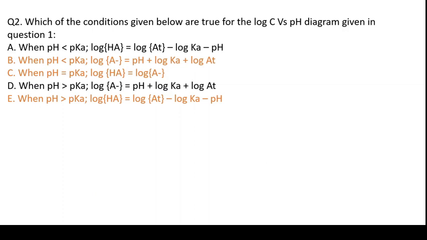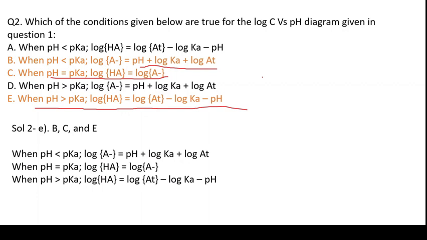So options B, C and E are correct. When pH is equal to pKa, log Ac minus is equal to log Ka plus pH plus log A total, that is A_T. When pH is equal to pKa, as we have seen in the previous problem, log HA is equal to log A negative. When pH is greater than pKa, log HA is equal to log A_T minus log Ka minus pH. Okay, so this is the solution. Please go through it once again, and in case of any doubt, you can ask me. Please note it down properly so that we can move forward.